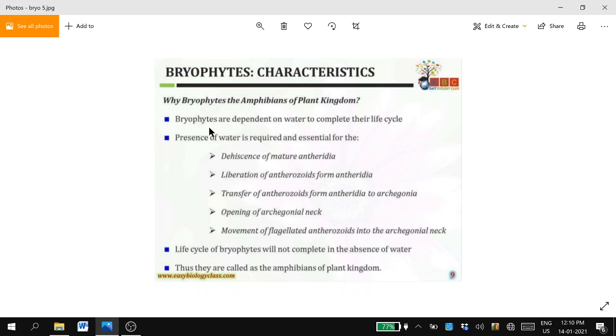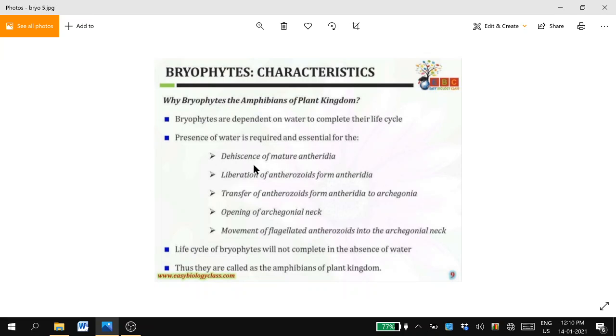So, this slide shows why bryophytes are called the amphibians of the plant kingdom. As amphibians require water, bryophytes are also dependent on water to complete their life cycle. Water is a very important factor for the completion of their life cycle, and it is essential in the following events in the life cycle of bryophytes.